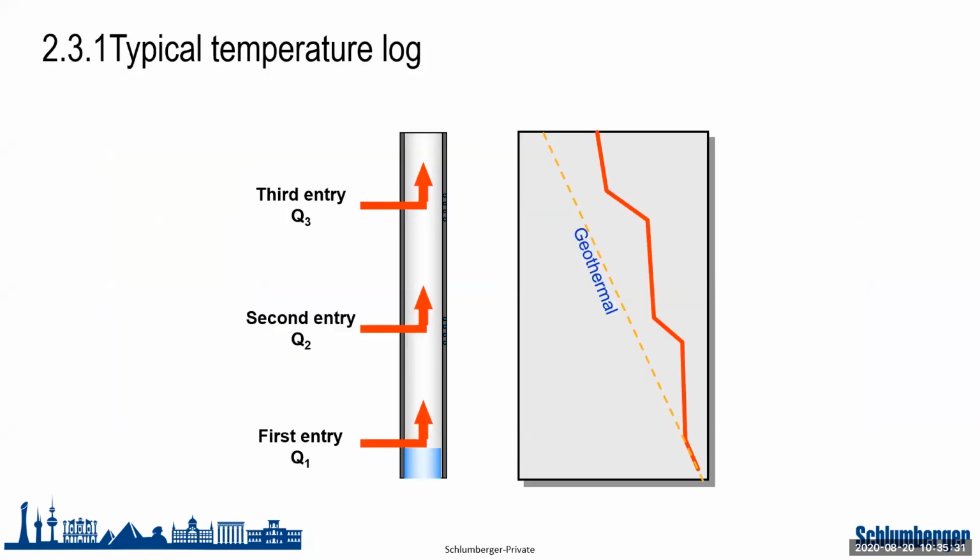So this is just an example of a temperature log. It's just a diagram, and we can see over here again how the temperature is separates from the geothermal gradient as we have any entry.